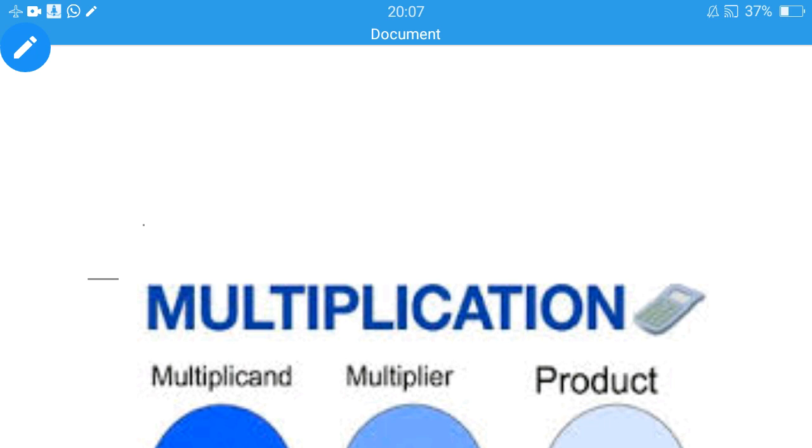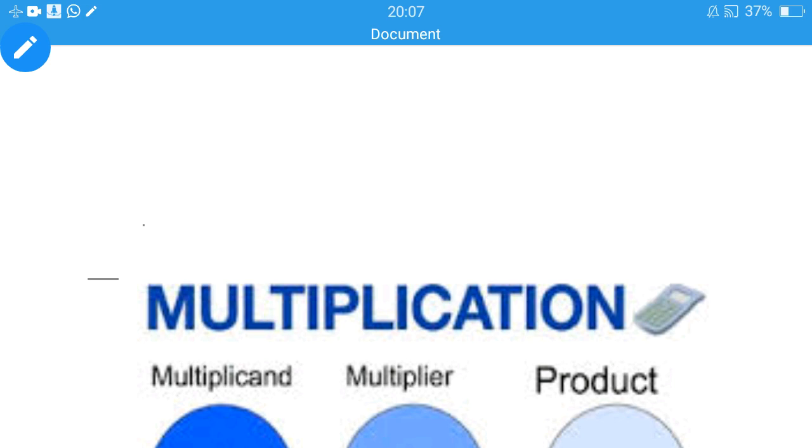Yesterday, we completed our chapter number 3, that is subtraction. We have done some worksheets, some additional questions, and simplifications also, right? So, today I am going to start a very new and very interesting concept, that is multiplication.